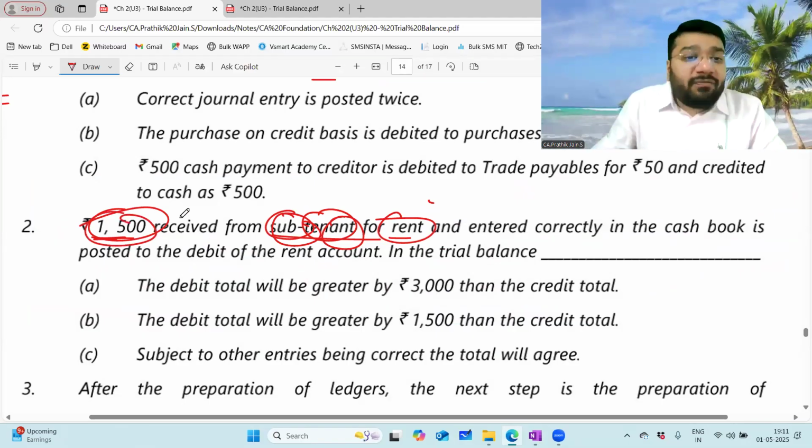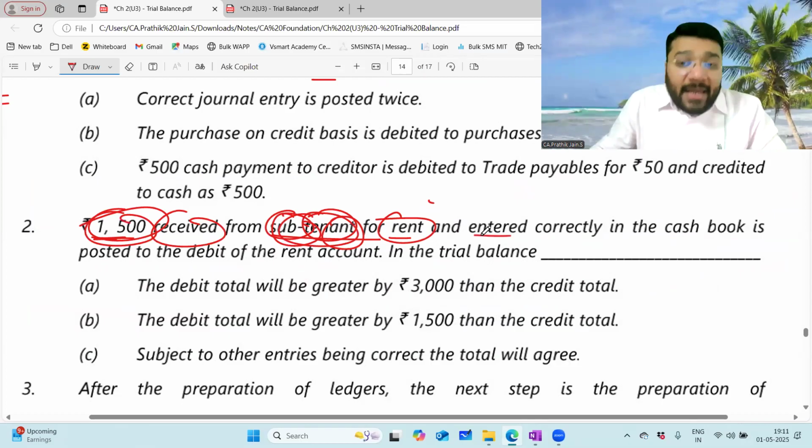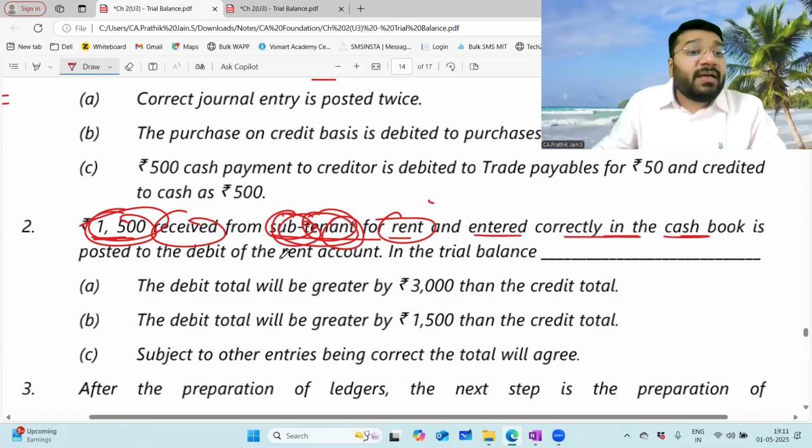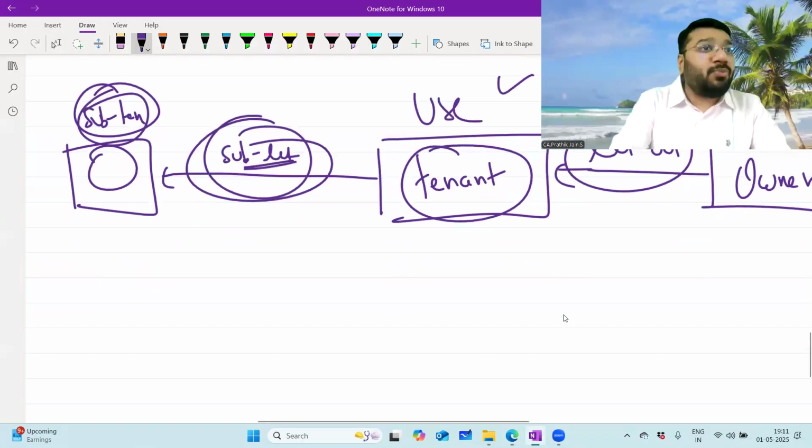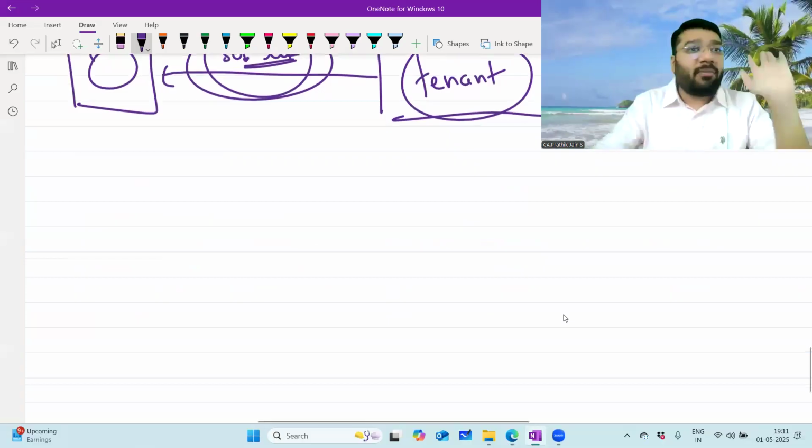Income. So 1,500 received from my subtenant, entered correctly in the cash book, is posted to the debit of the rent account. Entered properly in the cash book means what? I have recorded properly in the cash book. Now I won't do it in the subsidiary book format. Let me do it in the journal format.